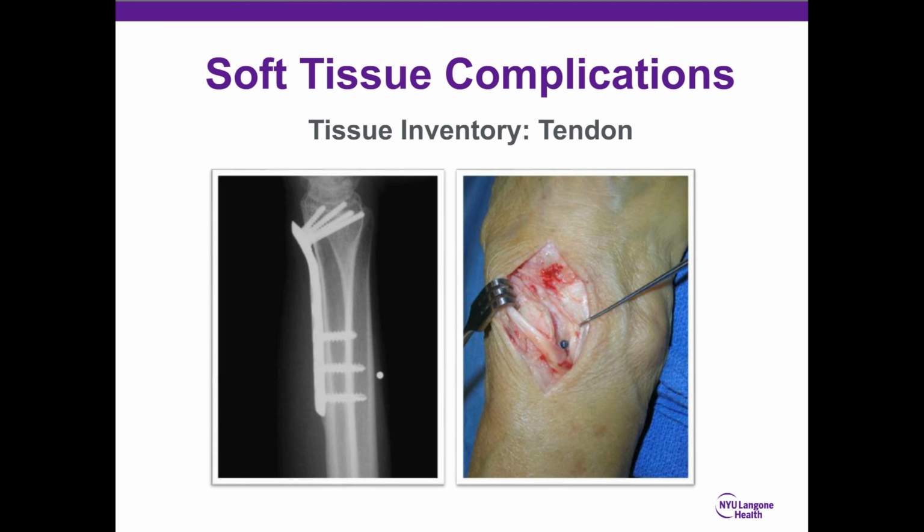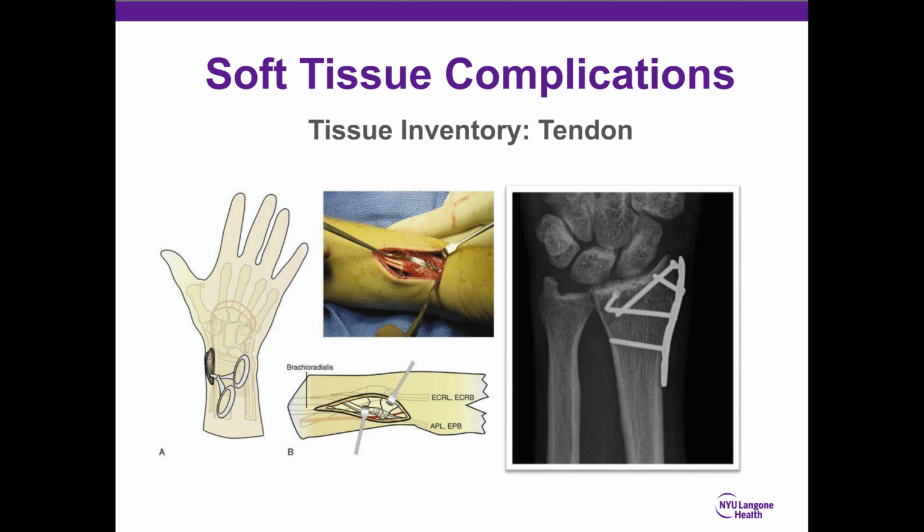This, I think, came from one of my favorite fellows I trained, Steve Matschke. His article was described earlier, how they can kind of poke through. This one looks like it's in the third dorsal compartment. We've talked a lot about that potential complication. I was never a huge fan of sub first dorsal compartment plating, but there are certain fracture patterns that really invite it.